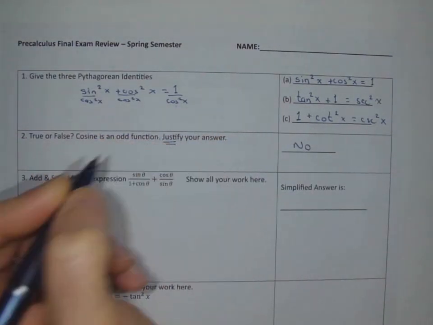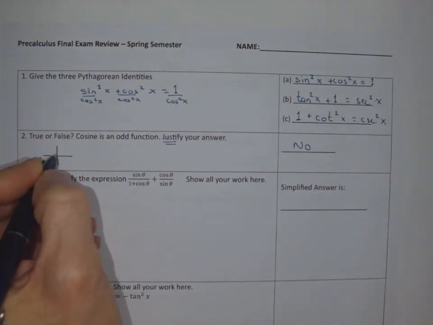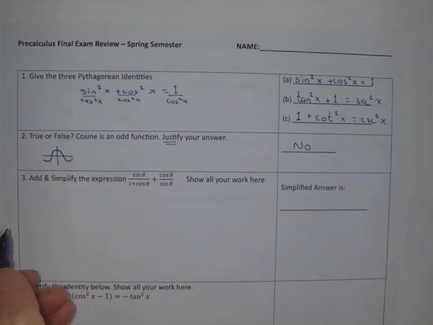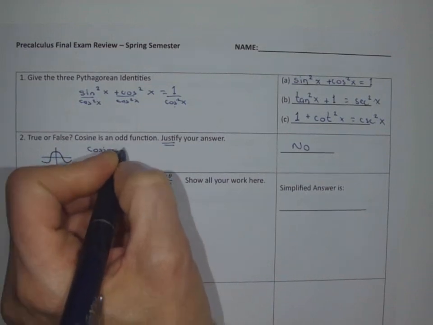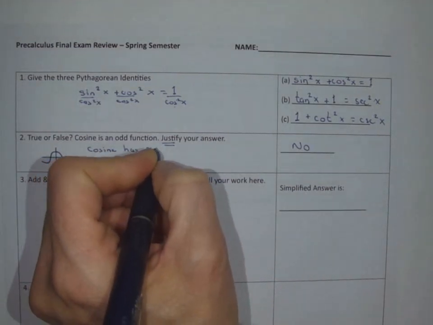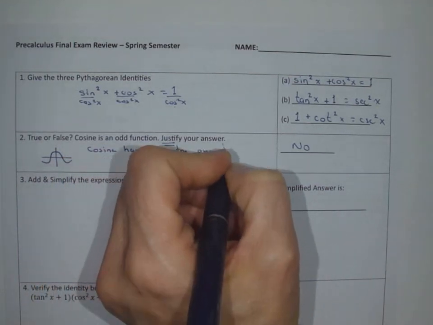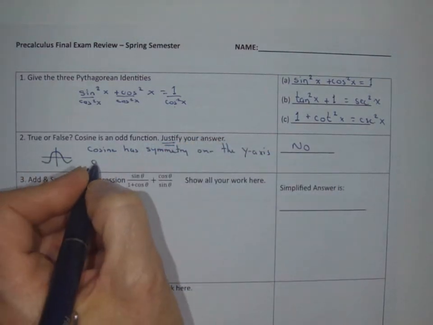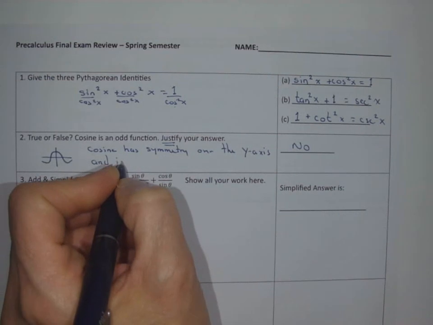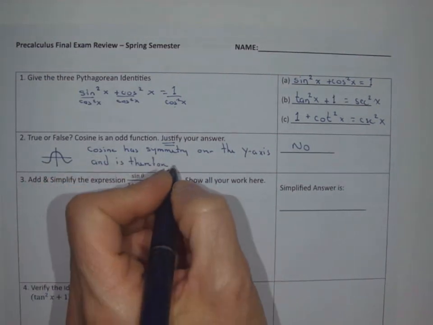And to justify, because you need to justify, I'm going to say that the cosine graph looks like that, which has symmetry over the y-axis and is therefore even.